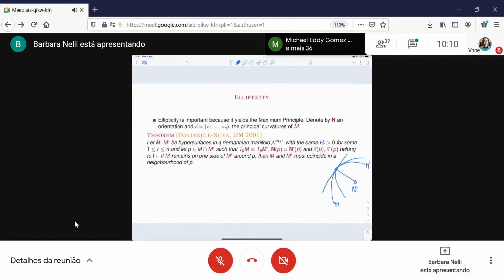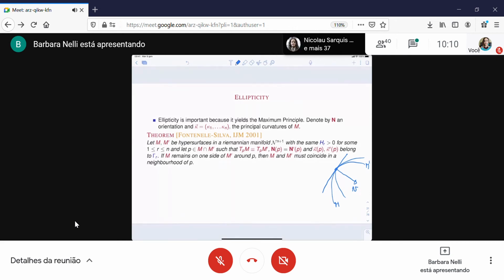This was proved by Fontenele and Silva in 2001. Let me say that a lot of the time I will cite Brazilian mathematicians, so this is really a tribute to Brazil also in this sense.